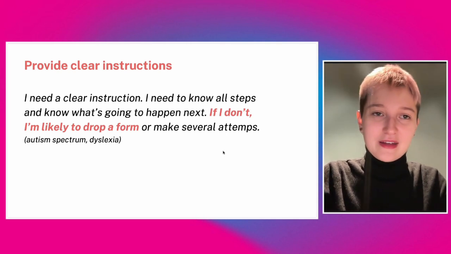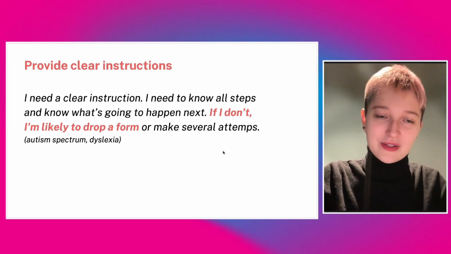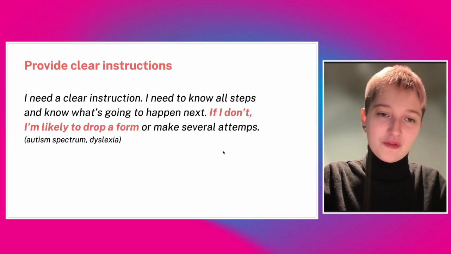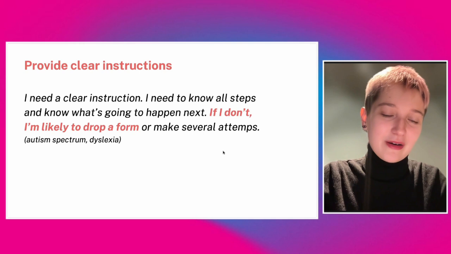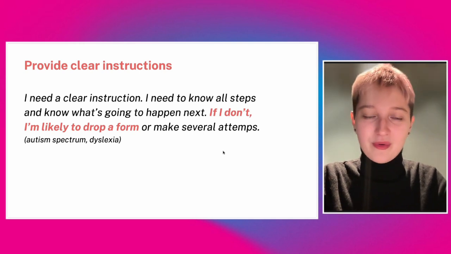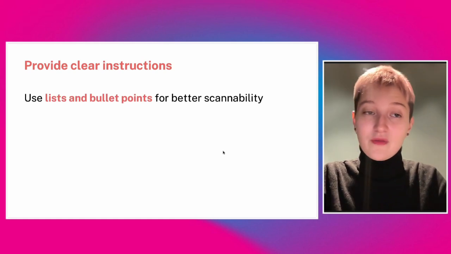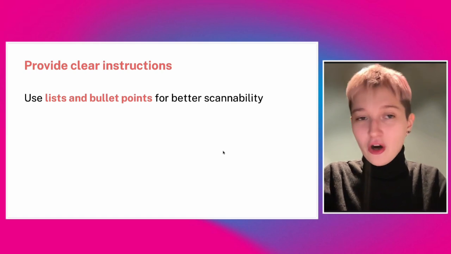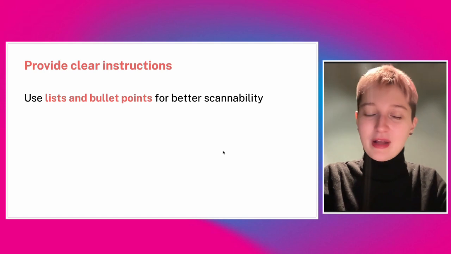The first insight that was repeated in every interview I conducted was the need to provide clear instructions. And this is especially important for people who fall on the autism spectrum or were diagnosed with dyslexia, because if we don't do this, they, as they say, are very likely to drop filling out the form. And the way to do it is, of course, using lists and bullet points, which is quite a common good practice when it comes to content design and plain language.